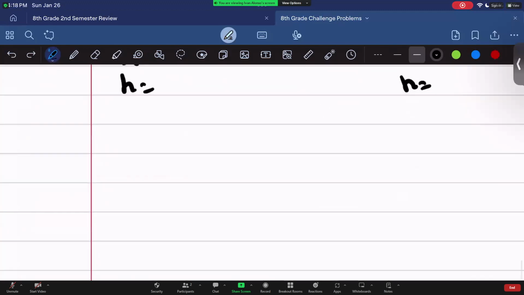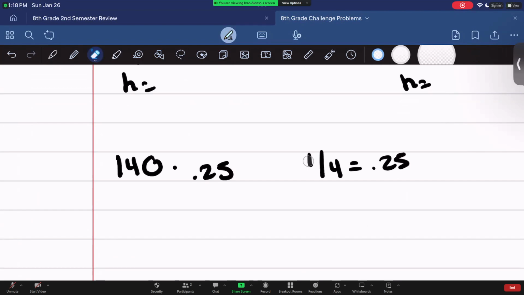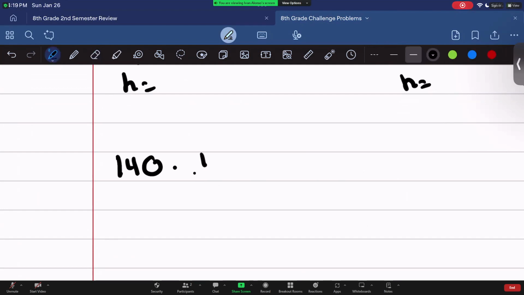if you have a calculator, you can just go ahead and figure that out by doing 140 times 0.25. It's 0.25 because 1 divided by 4 is equal to 0.25, okay? So, if you have a calculator, go ahead and do that. If you don't, the way I approach these problems is this is the whole pizza. This is the amount of slices. We're trying to find out how much one slice is worth.